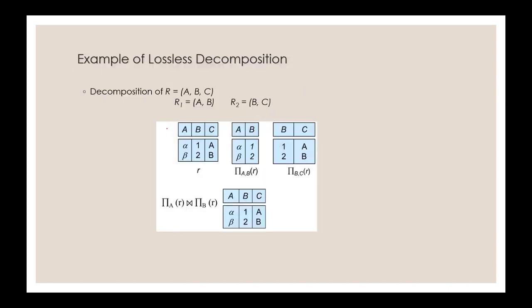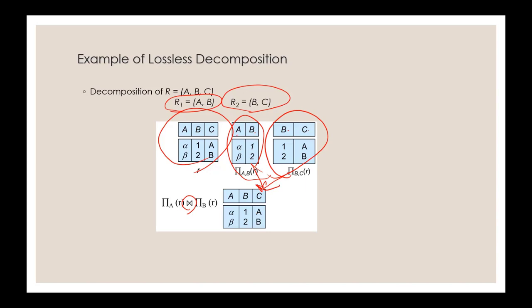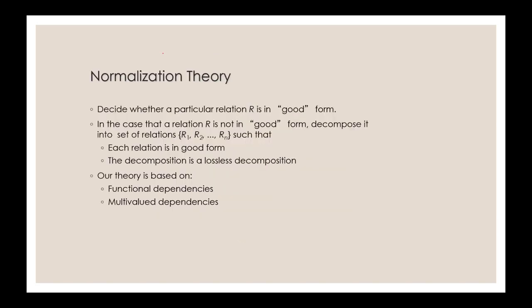So here we have an example table. This is the original R, and we decompose it into R1 and R2, so AB and BC. When we take a natural join between these two tables, we get this, which is exactly the same as the original R. So here we know that we didn't lose any information, and this is a lossless decomposition.